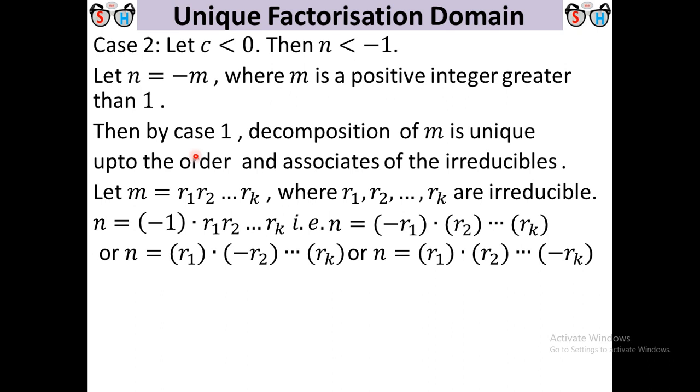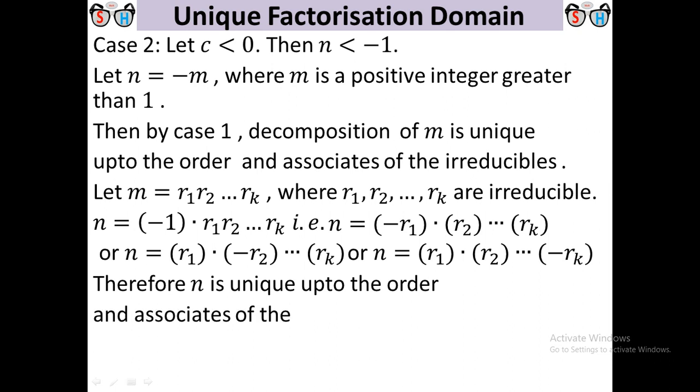From case 1, m has a unique representation, so n also has a unique representation. The only difference between n and m is that the minus 1 occurs in n, but this is not present in m. Therefore n is unique up to the order of the elements and associates of the irreducibles. Hence the theorem is proved.